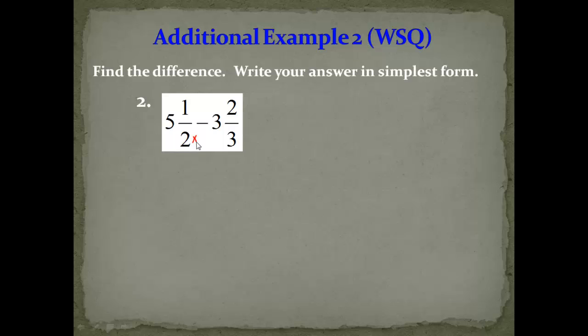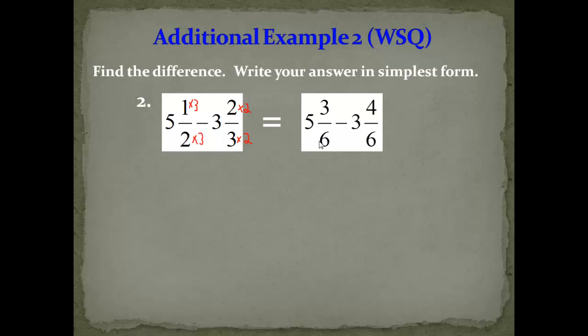So we're going to multiply the first fraction by 3. We can't forget the numerator. And we're going to multiply our second fraction by 2. And don't forget the numerator again. Now we're going to have 5 and 3/6 minus 3 and 4/6. We cannot subtract our fractions, 3/6 minus 4/6, so we can make these into improper fractions.